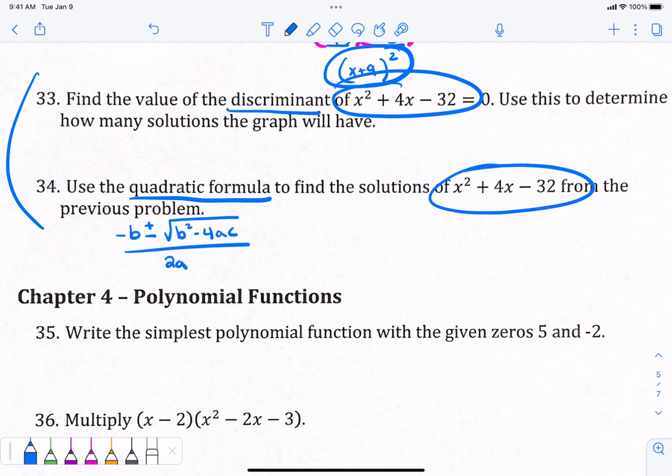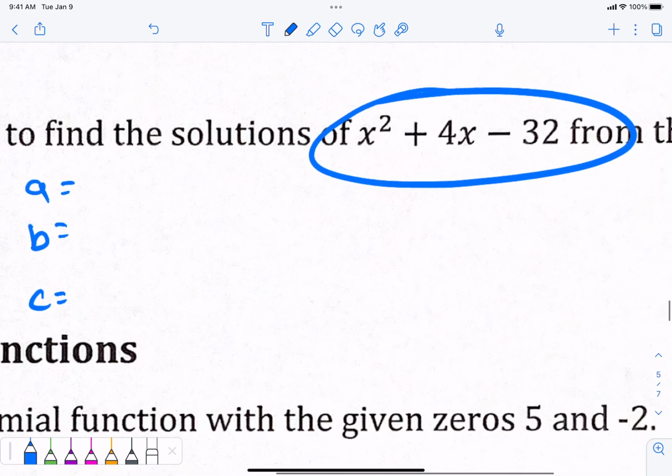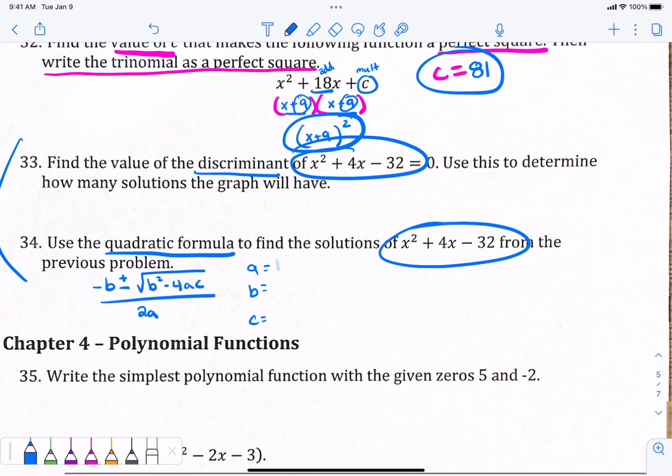Now, let's go ahead and figure out what a, b, and c are from this function. What's a going to be? 1. B is 4. C is negative 32. That's a, b, c.